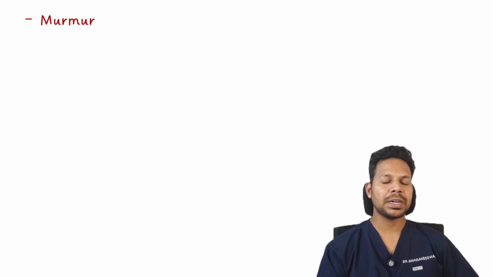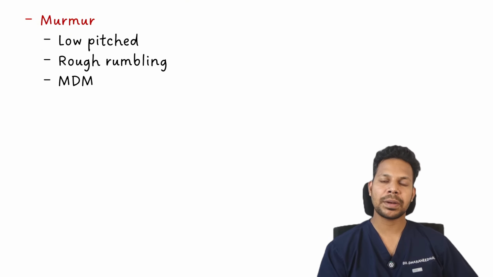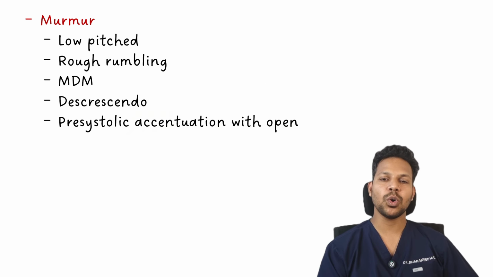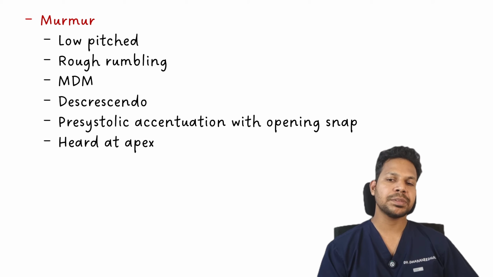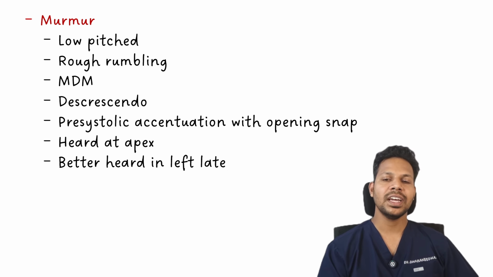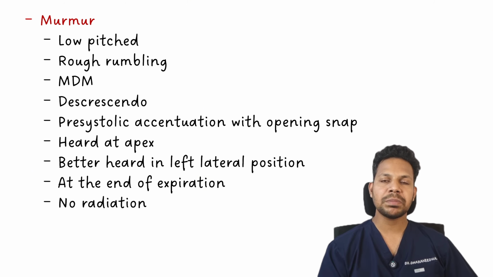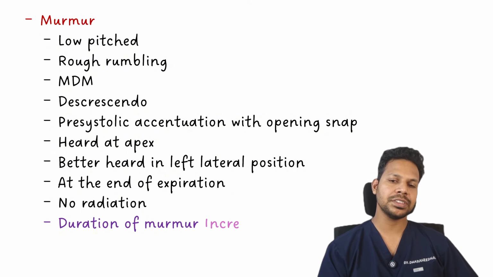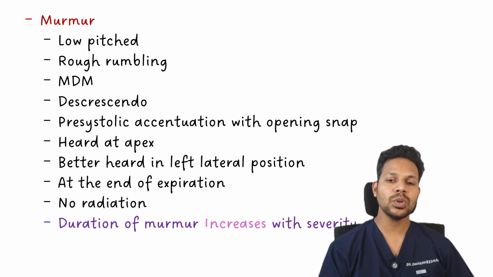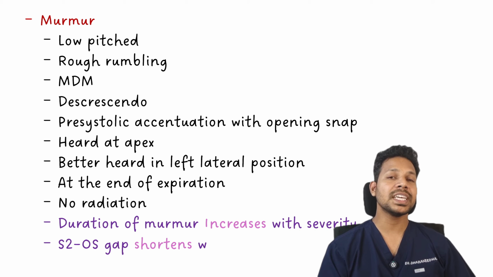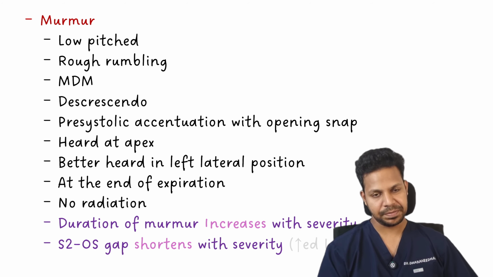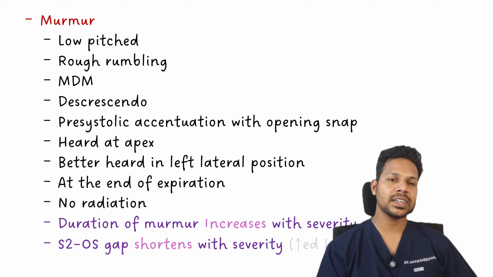Now let's describe the murmur. The murmur in mitral stenosis is a low-pitched, rough, rumbling mid-diastolic murmur of decrescendo configuration. It also has this presystolic accentuation with the opening snap. It is heard at the apex, better heard in the left lateral position at the end of expiration, and there is no radiation heard. Duration of murmur increases with severity of mitral stenosis, and S2 opening snap gap shortens with increasing severity of the mitral stenosis. This is the description of murmur in mitral stenosis.